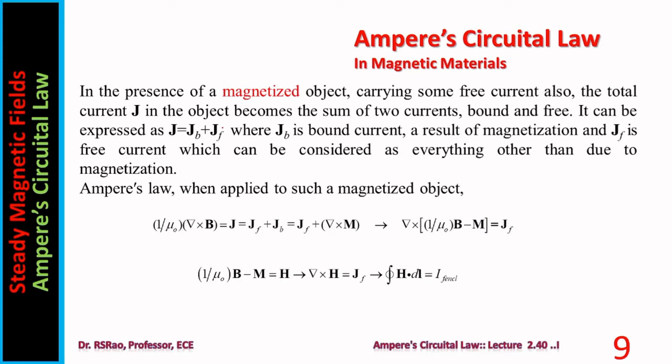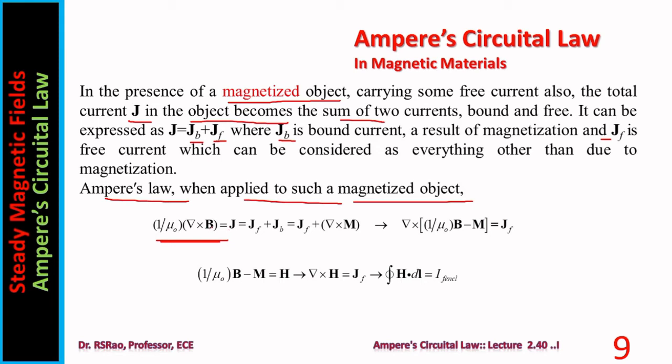Ampere's circuital law is applicable even in the presence of magnetized objects. In the presence of magnetization, or a magnetized object carrying some free currents also, the total current J in the object becomes the sum of bound current and free current. JB is bound current and JF is free current. Ampere's law, when applied to such a magnetized object, becomes 1 by mu naught del cross B equal to J. This is the differential form of the law. B by mu naught is H. Del cross H equal to J is the differential form.